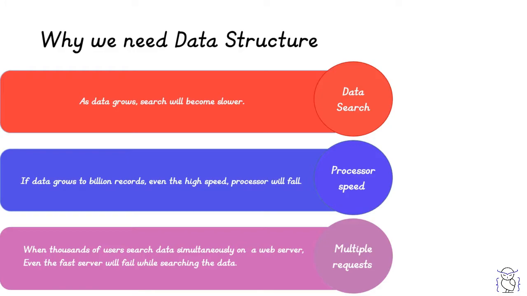The second point is processor speed. If data grows to billions of records, even the highest speed processor will fail. Third point is multiple requests. When thousands of users want to access the data simultaneously on a web server, no matter how fast the web server is, it will fail in searching the data if we do not use data structures. So these are the reasons that show us why data structures are important and why we need to use them.